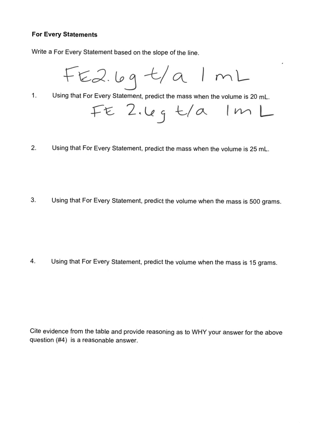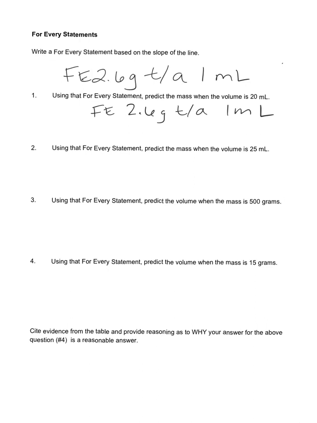So we have our for every statement from the slope of the line: for every 2.6 grams, there is 1.0 milliliter. So that's our for every statement, again, going from the slope of the line. How we're going to solve this first one is we're going to use our for every statement. For every 2.6 grams, there is 1 milliliter.